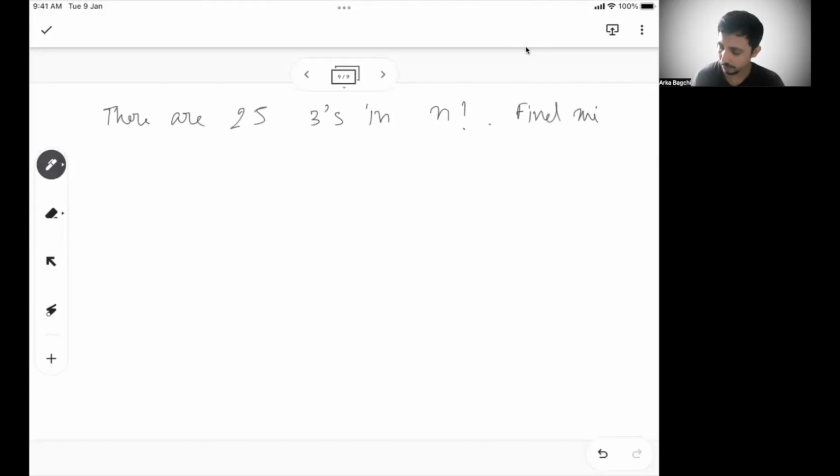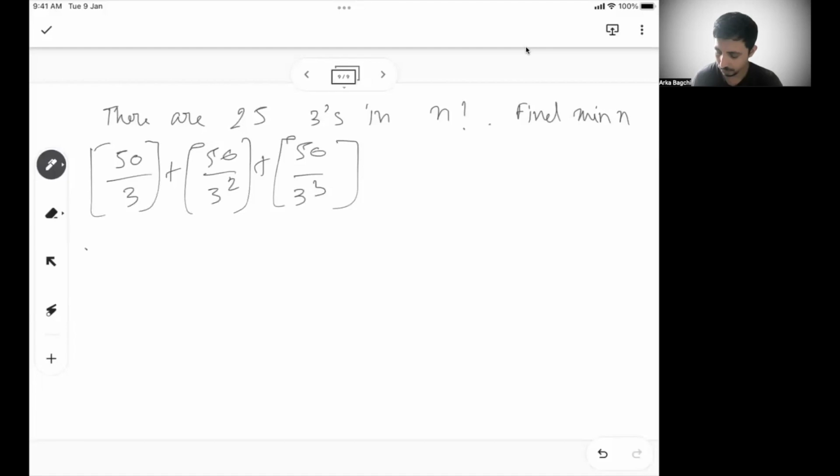Find the minimum n such that there are 25 threes in n factorial. You will usually have options, so the best way is to go through the options and see which ones possibly suit. But if you don't have options, you can take any random number. Let's say 50. Take 50 by 3, 50 by 3 square, 50 by 3 cube. 3 to the power 4 is more than 50, so we don't need to go there.